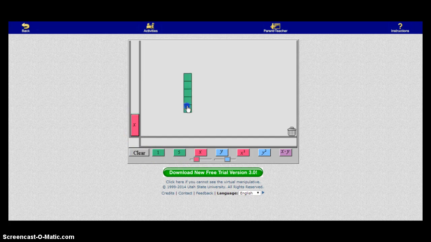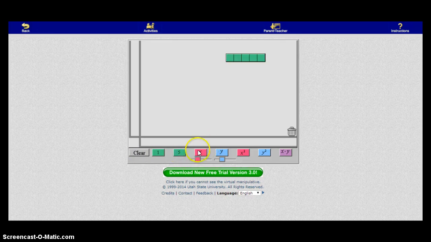So yeah, the great thing about this manipulative is they're very easy to move around. You can adjust how large your x is, or how big your y is, or how small, and that's really kind of cool, I think. It kind of allows you to easier see what it might represent. So, something to think about. All right.